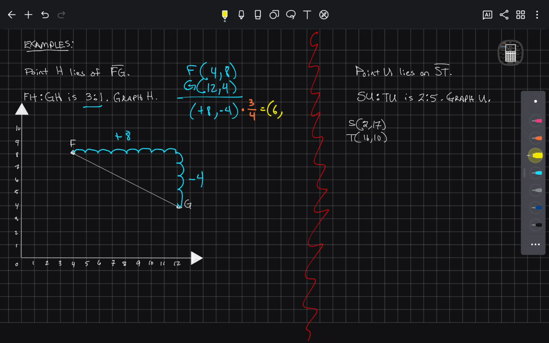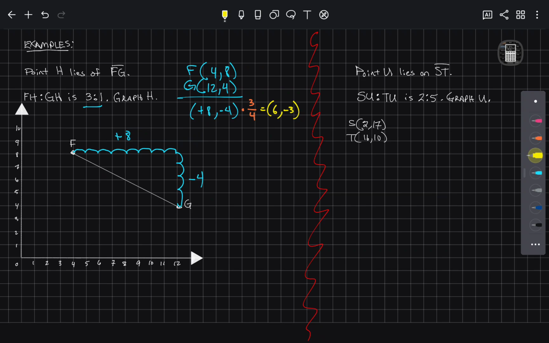3/4 of negative 4: 1/4 of negative 4 is negative 1, and we have 3 of those, so negative 3. This is going to be the distance and how much this changes. So we had the full rise and run, 100% of it, or 4/4, being positive 8, negative 4. We have 3/4 of that, which is going to be 6, negative 3.